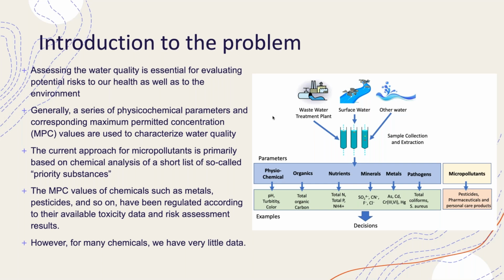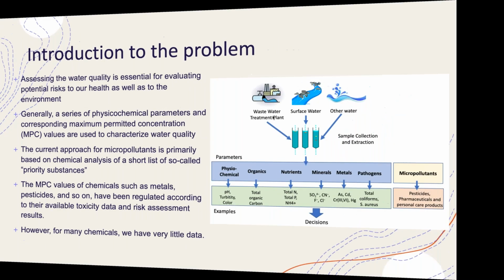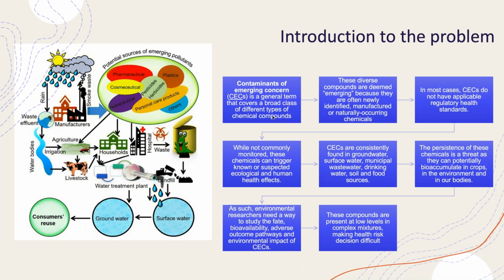Where we run into problems is with those chemicals that are present at low levels and chemicals that we don't have a lot of information on. These collectively are called contaminants of emerging concern. This is a general term that is used to talk about the broad class, but this is really many different types of chemicals that are coming from multiple sources.